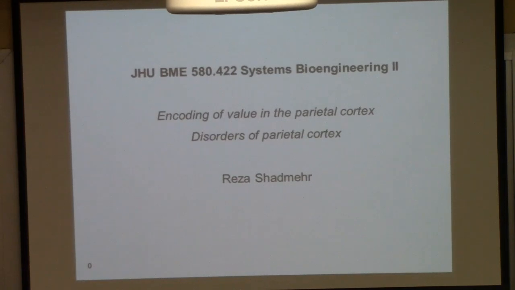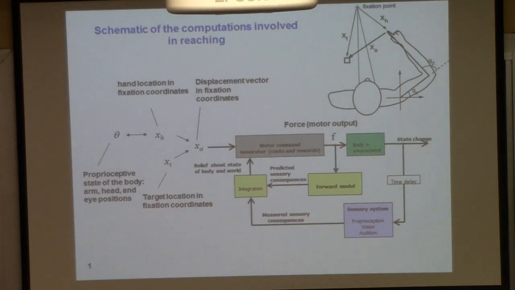Okay, so let's get started. We have the problem of making a reaching movement. Say your hand is here, you want to reach to this target, and you're looking at this point here. That's your fixation. And we said that your parietal cortex makes estimates of things like where your hand is with respect to fixation, where the target is with respect to fixation. And then another part of your brain, the frontal lobe, makes an estimate of this vector that says, okay, you want to go from here to here. That's the difference between these two vectors. And these become the displacement vector that you want to do.